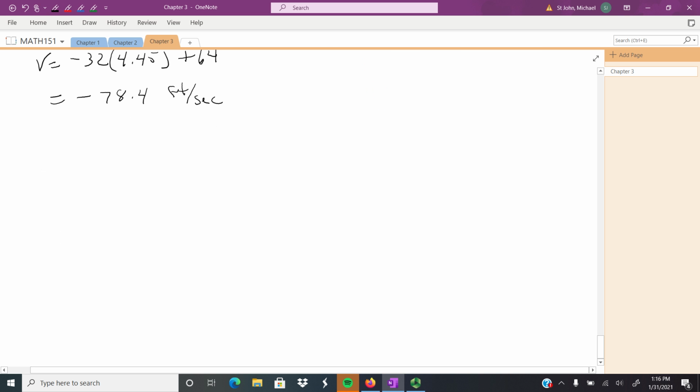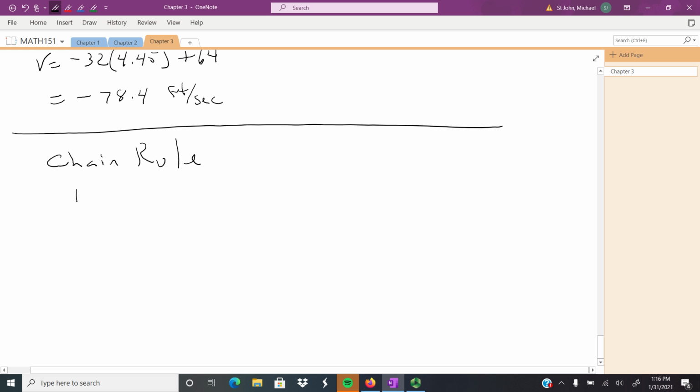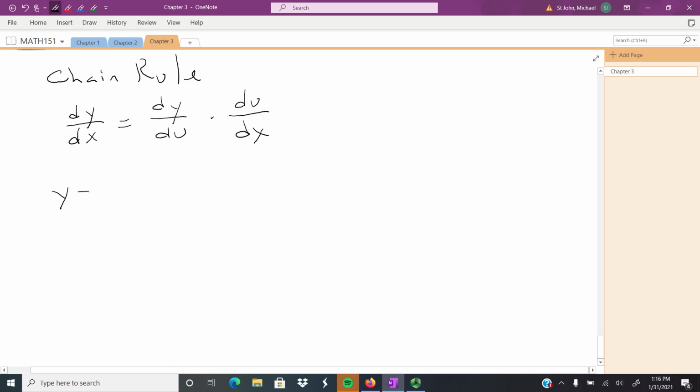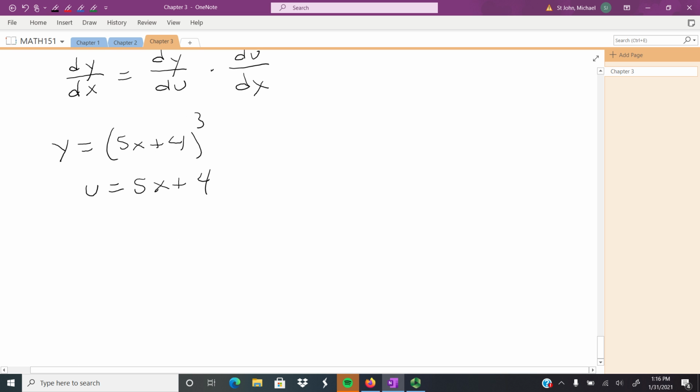And then the last rule they talk about in here is the chain rule. And so dy dx is equal to dy du times du dx. So let's look at the example. So y equals 5x plus 4 to the third. So u is going to be 5x plus 4. Du dx is going to be 5.